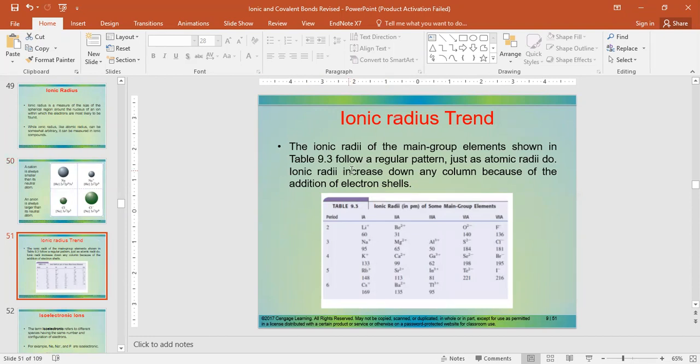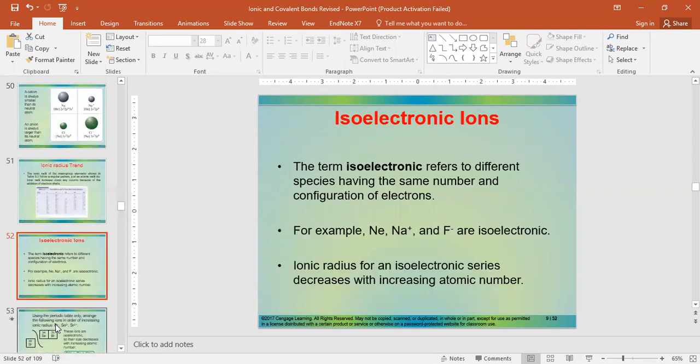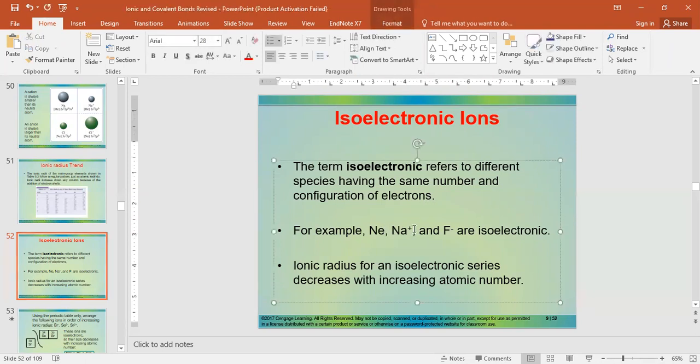Now, of importance to talk about is something we call the isoelectronic series. Isoelectronic series are those species whose electronic configurations are the same. So the term isoelectronic refers to different species having the same number of electrons. And a very good example is neon, sodium, and the fluoride. Now, if you go to neon, what is the electronic configuration of neon? What is the electronic configuration of fluorine? What is the electronic configuration of sodium?